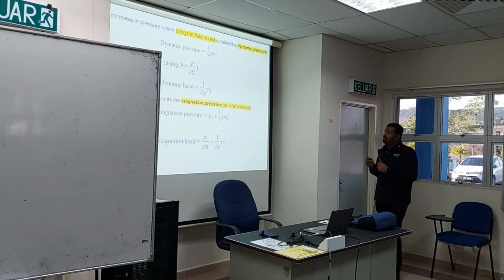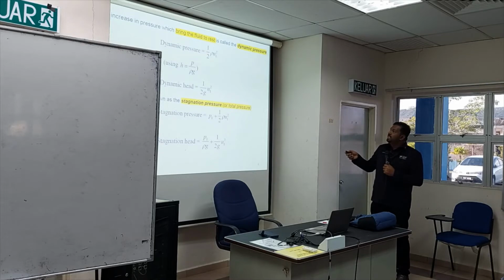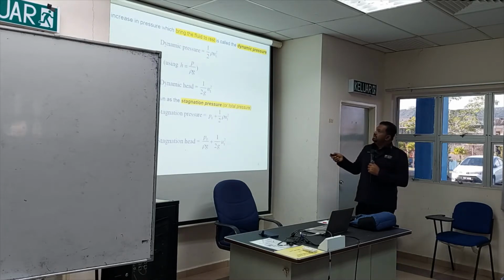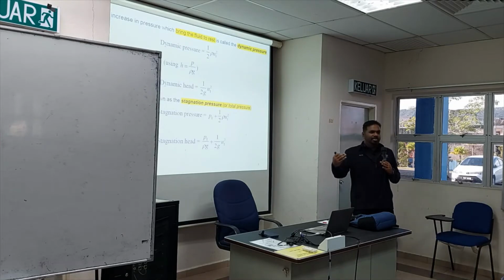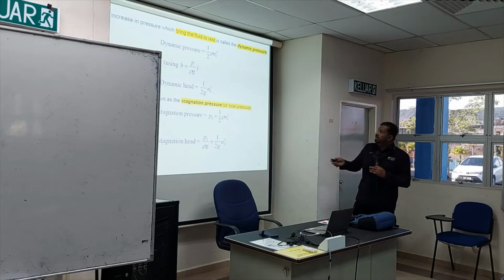Okay, so normally you will deal with dynamic pressure. Yang kita tengok tadi, dynamic pressure is related dengan U adalah velocity. So the increase in pressure which brings the fluid to rest is called the dynamic pressure. So maksudnya dia bergerak, tapi waktu dia kena something from opposite, dia stop. At that point, you are measuring the dynamic pressure, so pressure at the movement.